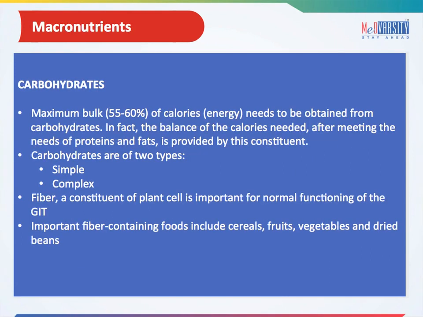Macronutrients. Carbohydrates. The maximum bulk, 55 to 60% of calories (energy), needs to be obtained from carbohydrates. In fact, the balance of the calories needed after meeting the needs of proteins and fats is provided by this constituent. Carbohydrates are of two types: simple and complex. Fiber, a constituent of plant cells, is important for normal functioning of the GIT. Important fiber-containing foods include cereals, fruits, vegetables, and dried beans.